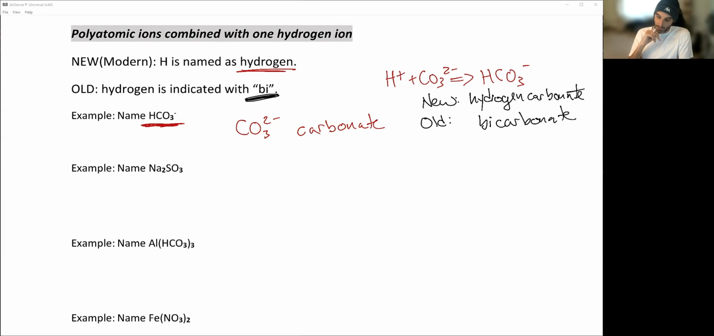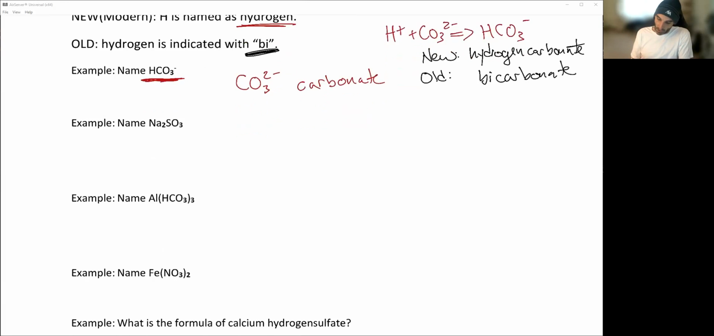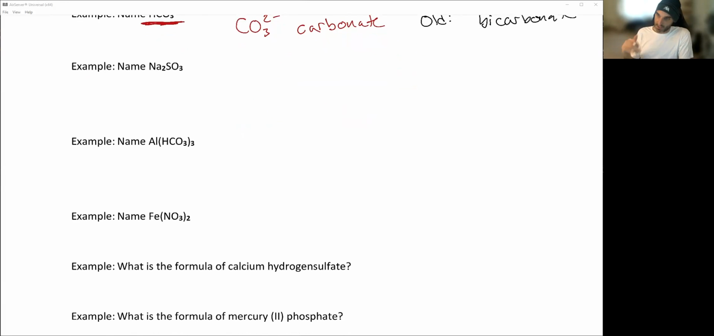Okay. So name the following. Go ahead and give these a name. Again, the first one always keeps its name. Normally I would say, let's change the second one and add an IDE ending. If you have a polyatomic, notice this is not binary because we have 3 elements. If you have a polyatomic, it's just going to keep its name.